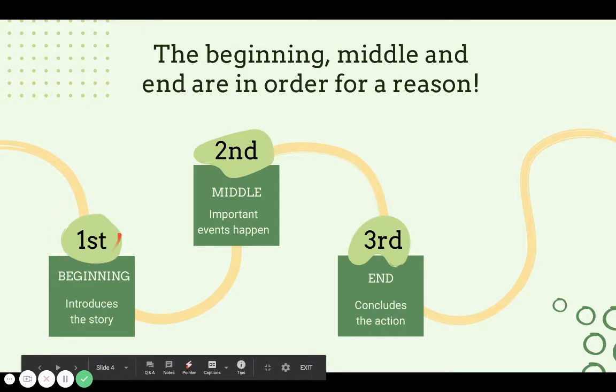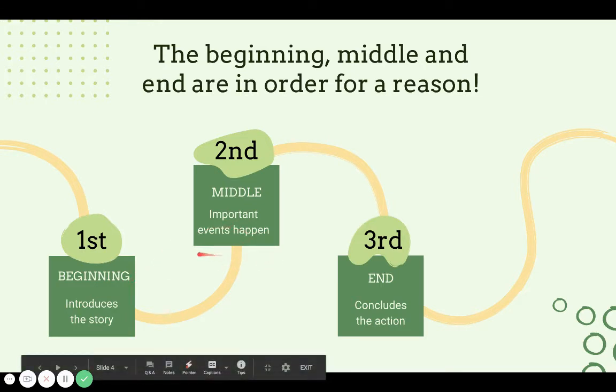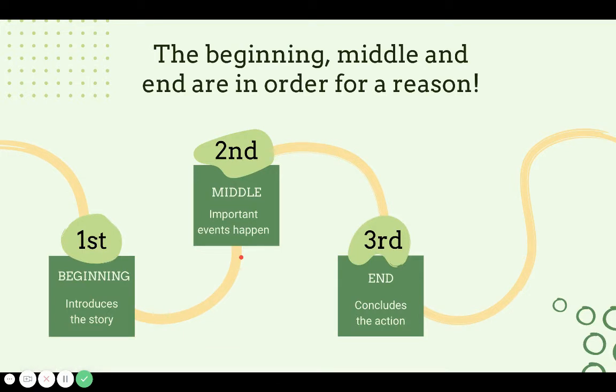So first, at the very beginning, we are getting an introduction to our story. This is where we're going to learn about our characters and our setting, and it's setting up the story for the events that are going to happen later on. Second, during the middle of our story, that's when important events are happening. Usually, in fiction stories, there's a problem that is getting introduced during the middle. So usually when the problem is introduced, it is sometime in the middle of our story.